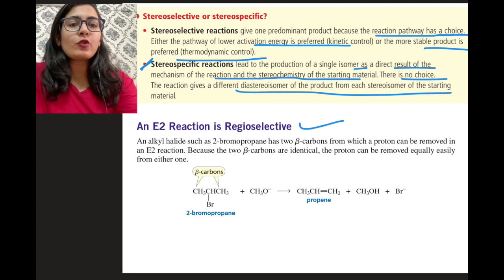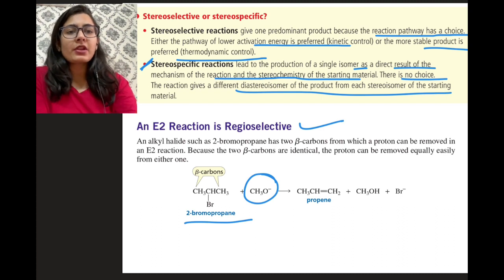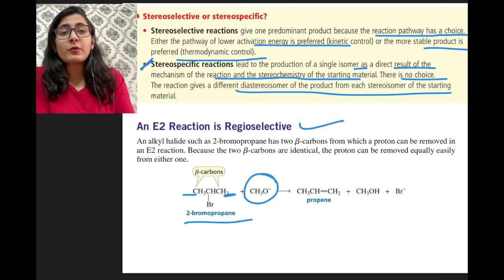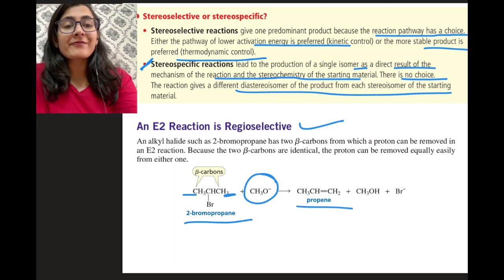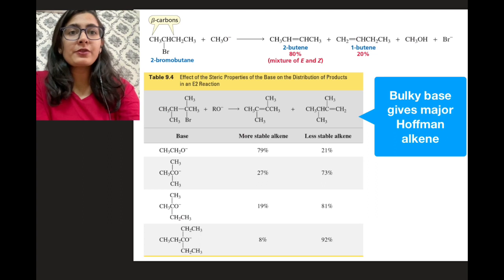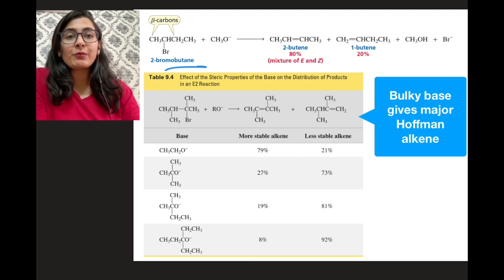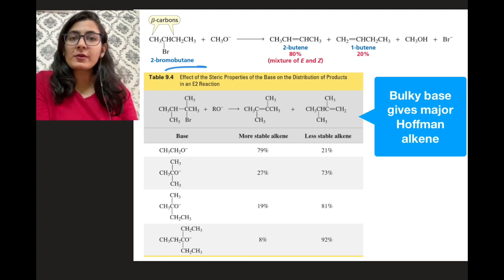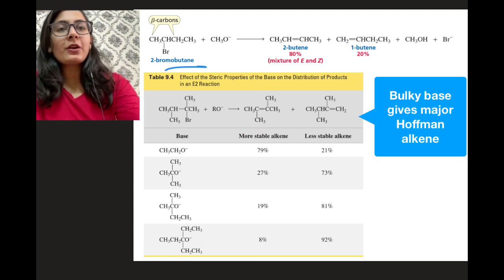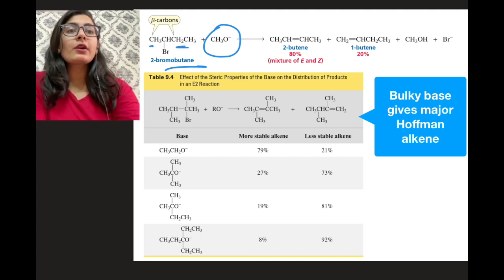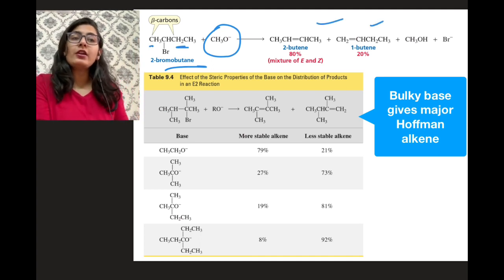So here you have a 2-bromopropane compound and you have the methoxide anion over here, but this is a symmetrical compound. So from wherever you take away the proton, there are two beta carbons which are the same, and it's going to give you propene. But in this slide, you have 2-bromobutane. Now this 2-bromobutane is an unsymmetrical bromide. You have two different possibilities of alkene formation. If the methoxide or any other base removes a beta hydrogen from here or from here, you are going to get two different alkenes, 2-butene and 1-butene.